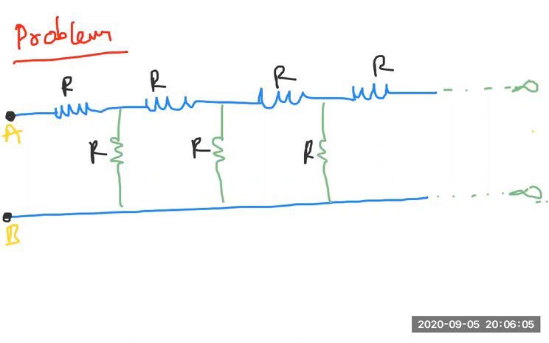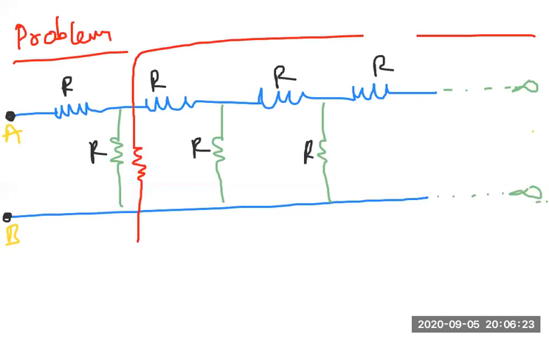Now what I am doing here is leaving that first term, which is the repeating term. The repeating term is R and R. This is the repeating combination, and it's going on repeating. Leaving the first term, remaining the total, I am taking it as one resistance. Let me take the value of this resistance as X.